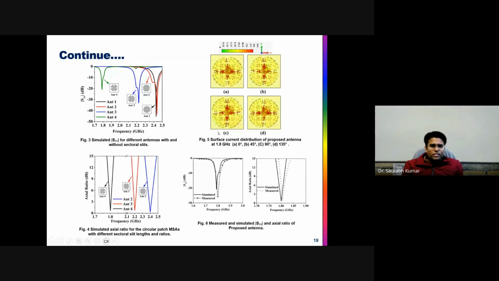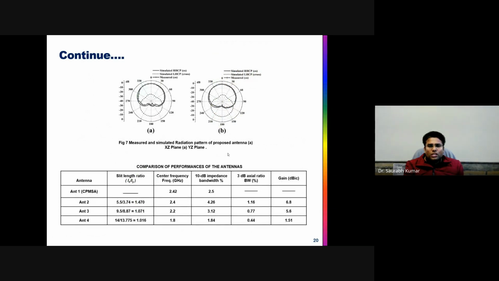The circular polarization is achieved by just creating the asymmetricity along the two axes, so that the two degenerate modes with the quadrature time phase shift can be generated, and the circular polarization is achieved. So this is not our interest here. So these are the performances.